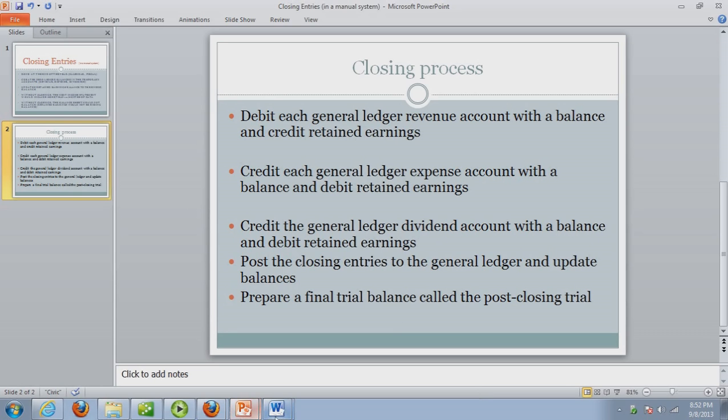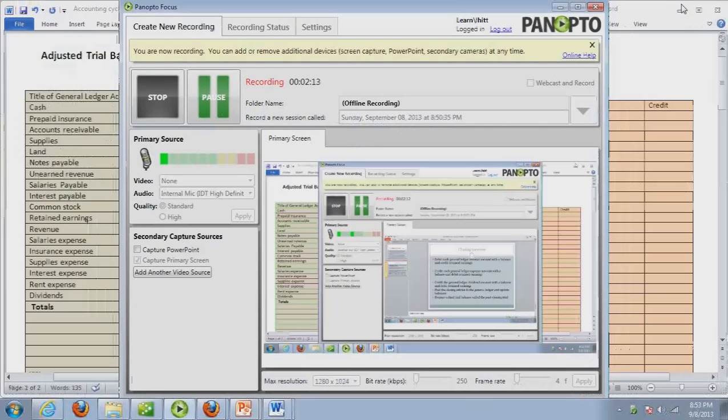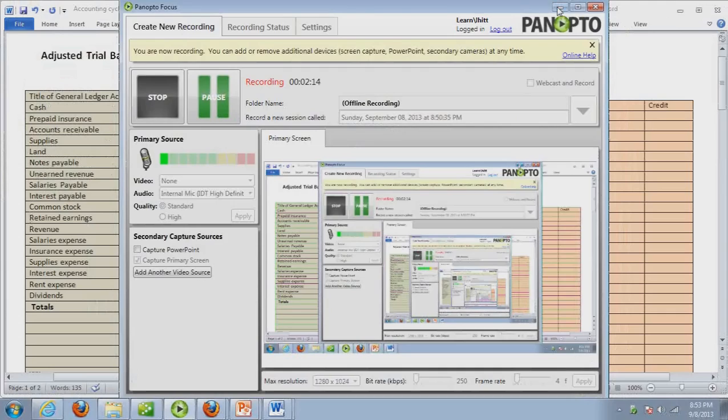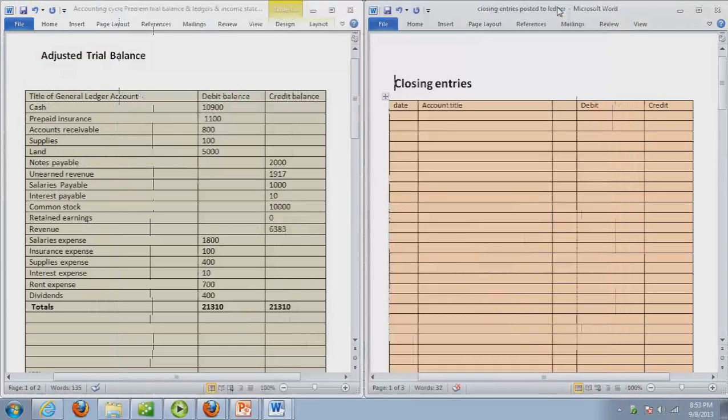Okay. We are ready to look at our accounting problem once again. Let me see if I can minimize that. Okay, here are the numbers. You might remember them from the previous clips. Here's the adjusted trial balance. We've, of course, done all the other steps, including the financial statements. So now we're going to do the closings, which will be dated at the very end of the period.